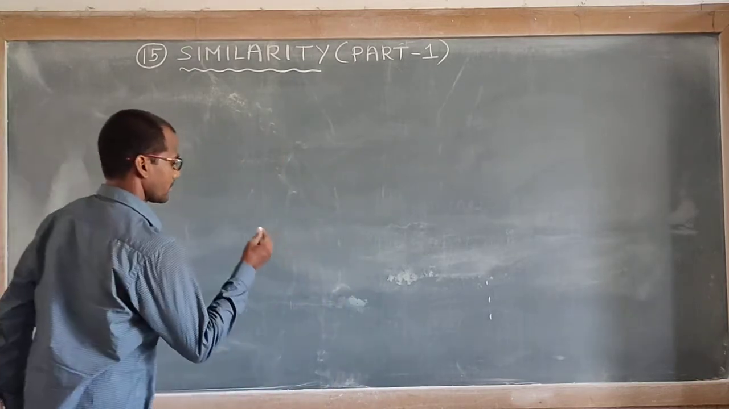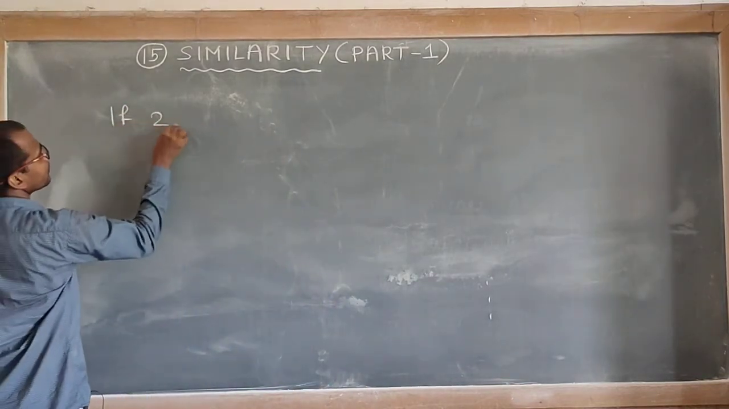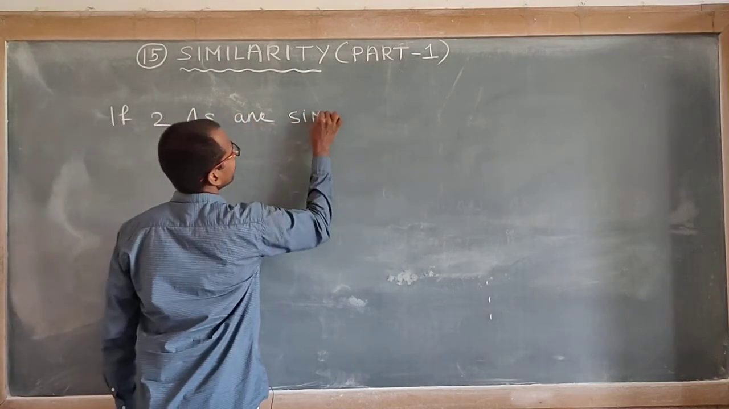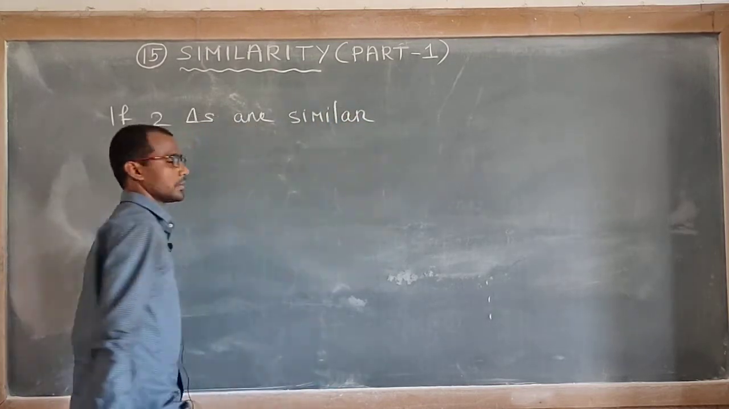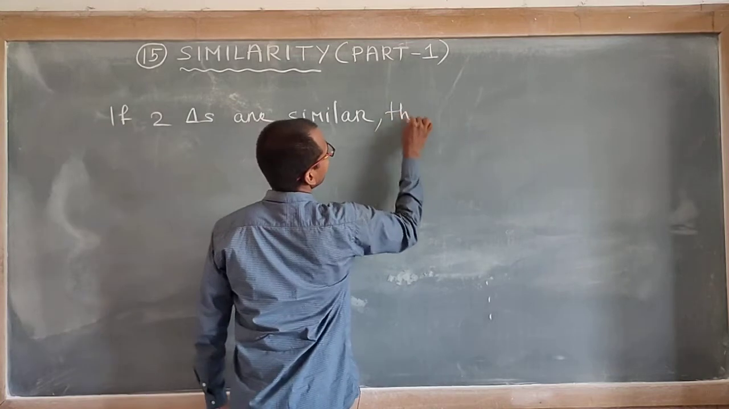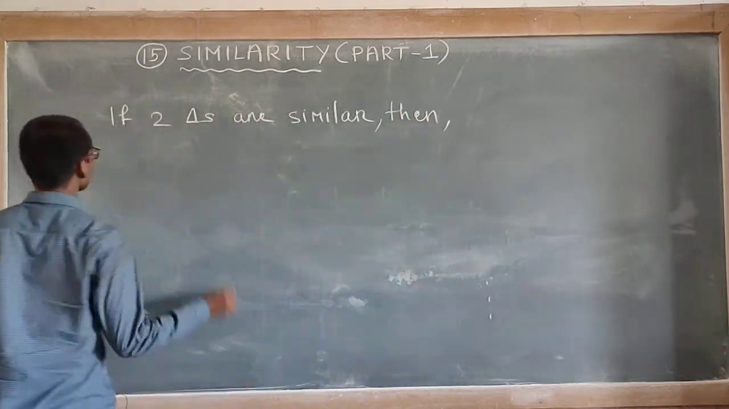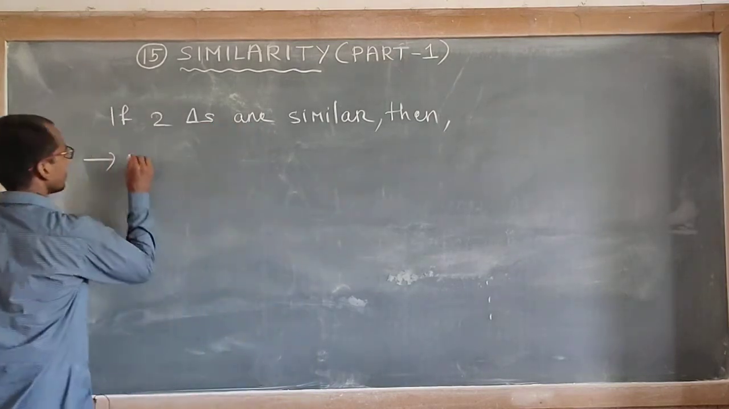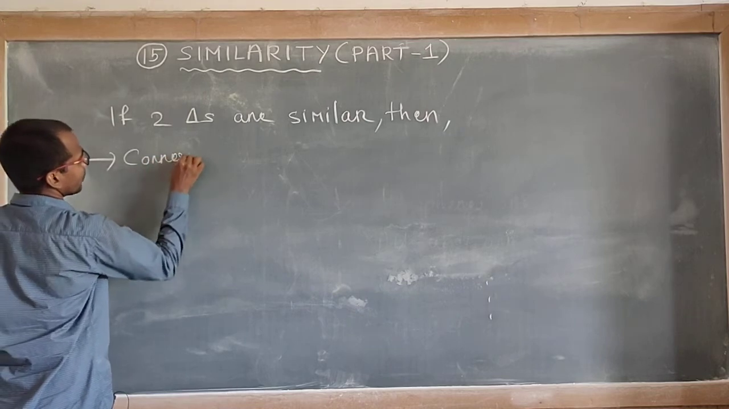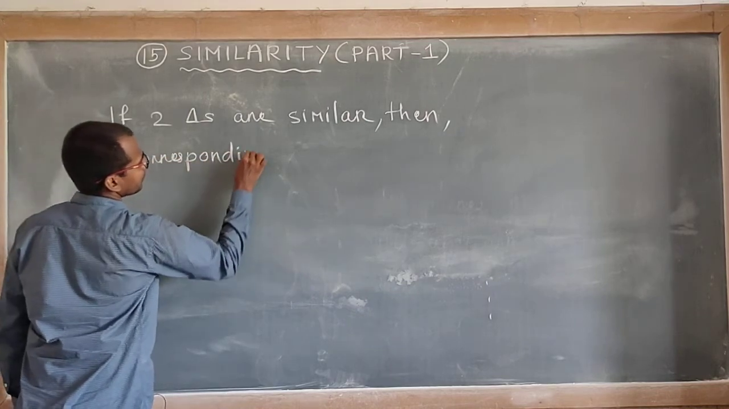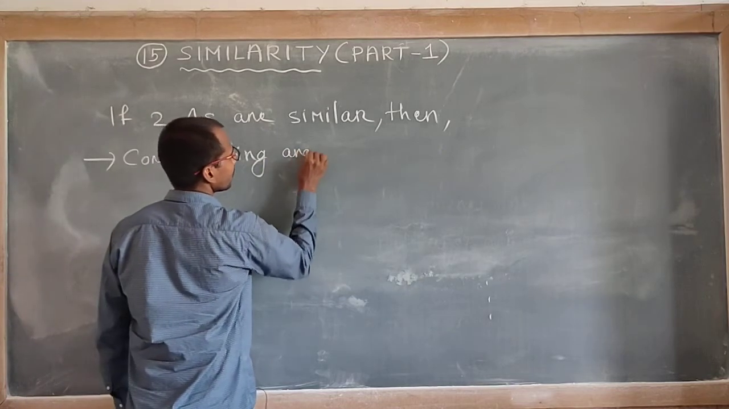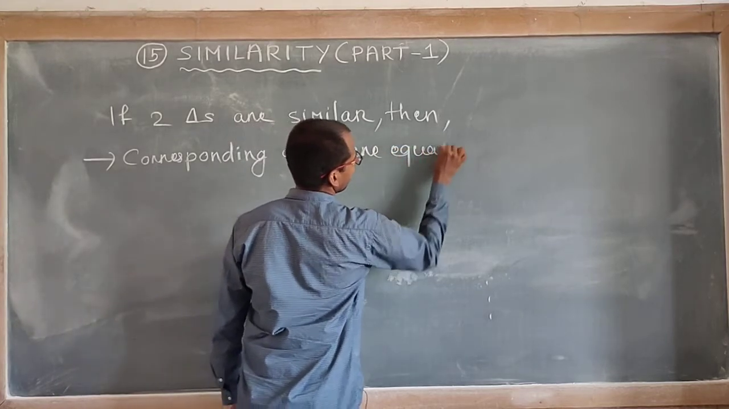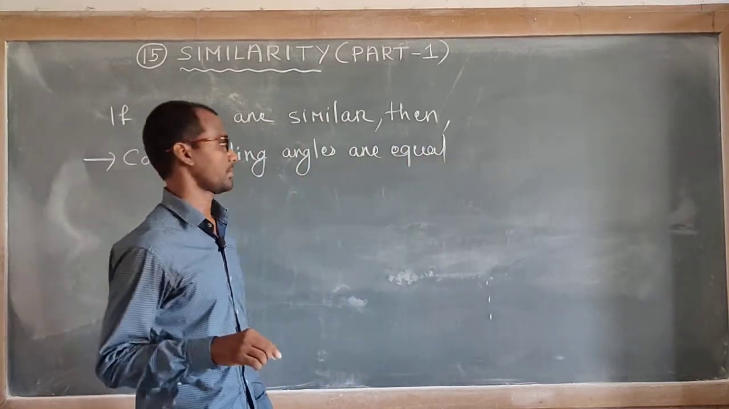But in case of similarity, what happens? If two triangles are similar, then first we get corresponding angles equal. Corresponding angles are equal. Why? Because the shape is same.